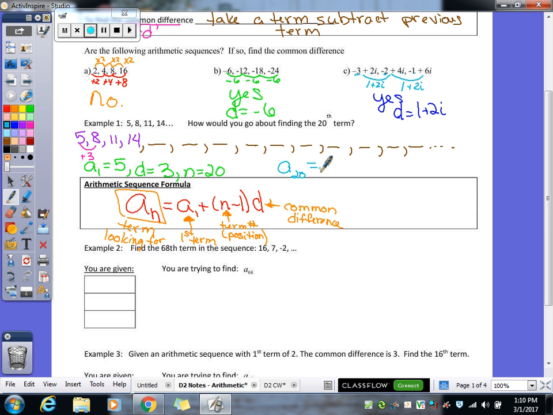So using that formula, a sub 20, I'm going to plug 20 in for my n, equals our first term plus n minus 1, so 20 minus 1, times our common difference, which I'm going to tell you, always put your d in parentheses. Our next example will be exactly why you want to do that. So then you can just type that in your calculator. 5 plus 20 minus 1 times 3.